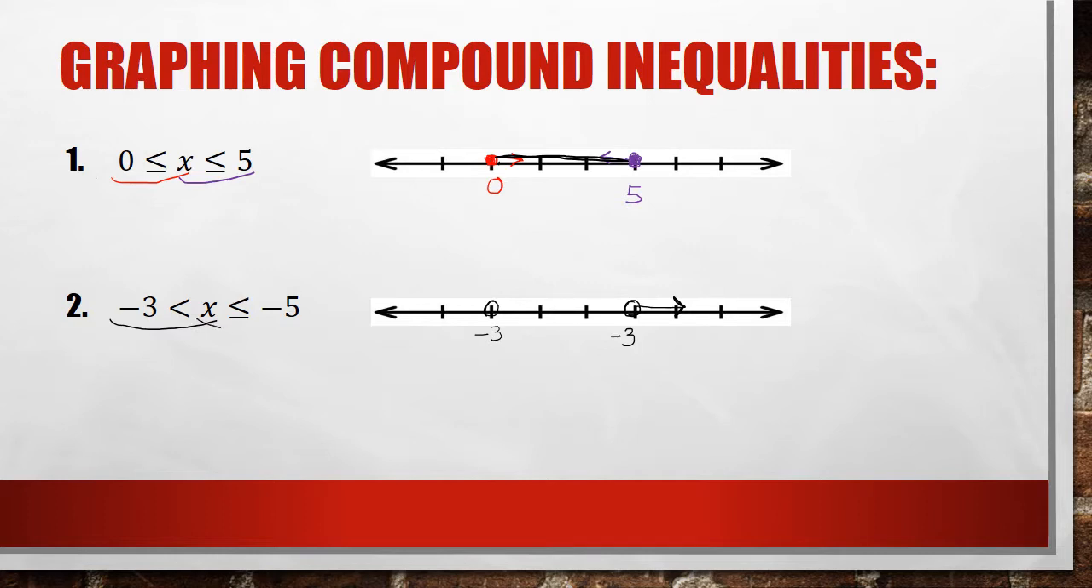My second inequality is x is less than or equal to -5. I'm gonna start with -5. I need to include -5. That's why I'm gonna make a closed circle and I need to include every single x less than -5. So basically the compound inequality consists of two pieces. The first piece is where x is less than -5, and the second piece is where x is greater than -3.